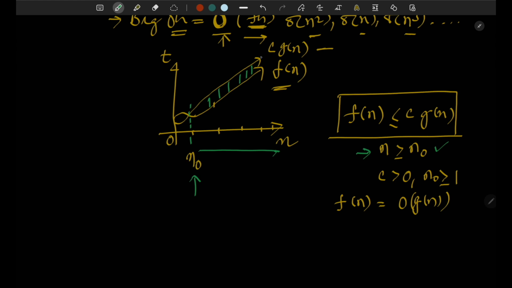Second case is that c should be a positive number greater than 0. So this is the second case. This can be any constant value, as in any non-zero value like 1, 2, 3, 4 and whatnot. And n naught should be greater than or equal to 1. It cannot be 0. So if this is the case, as in if there are two functions and you are able to find such n naught and such c, then in that case you could say that function f(n) is equivalent to big O of g(n).